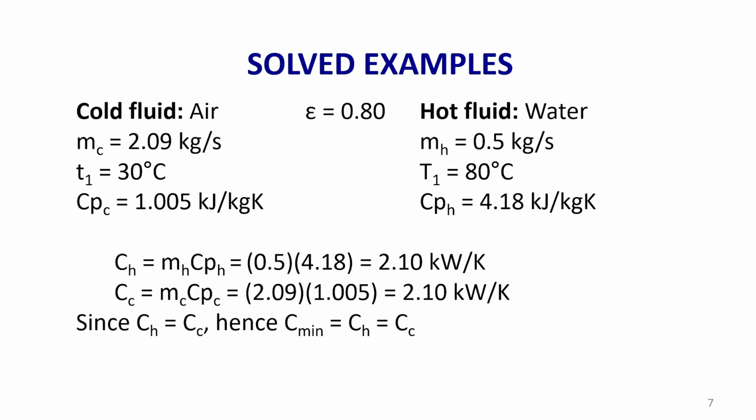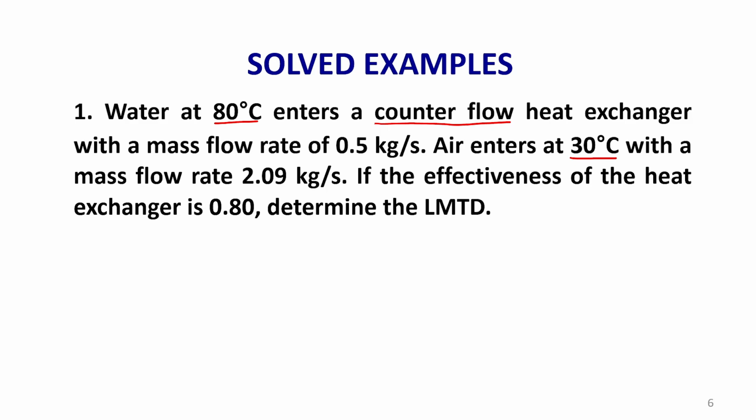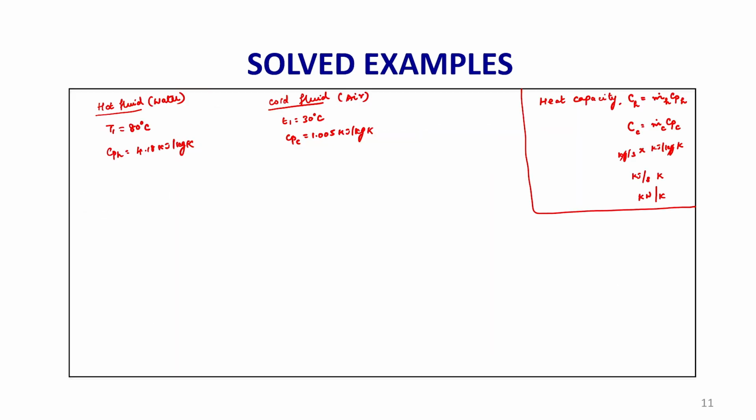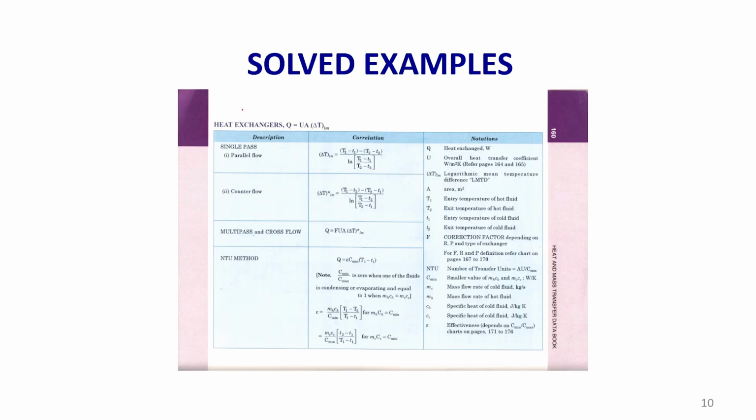So, the effectiveness of the heat exchanger is given as 80%, that is 0.8. So, that also we will write. So, epsilon is equal to 0.80. This is given in the problem.